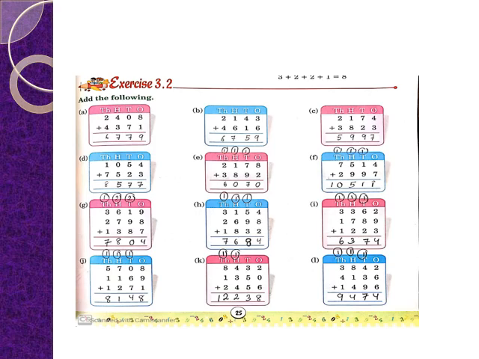Bit B. 2143 plus 4616. 6 plus 3, 9. 4 plus 1, 5. 6 plus 1, 7. 2 plus 4, 6. Then bit number C. 2174 plus 3823. 4 plus 3, 7. 7 plus 2, 9. 1 plus 8, 9. 2 plus 3, 5. Bit number D, you have to do it in the same way. Bit number E.